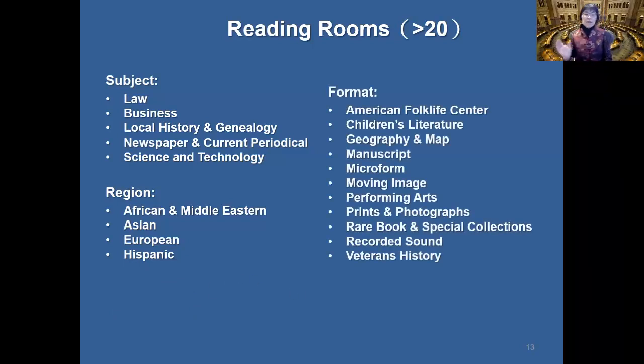And then by format, they have many different kinds of things. So for example, geography and map, and microform or even performing arts, and print and photography, and rare books, and special collections, recorded sound, and so on and so forth. But if you don't know exactly what you need, the place to start will be the main reading room in the Jefferson Building. You just go there, they will tell you where to go. And most of the time, you can probably borrow the books you need through them.